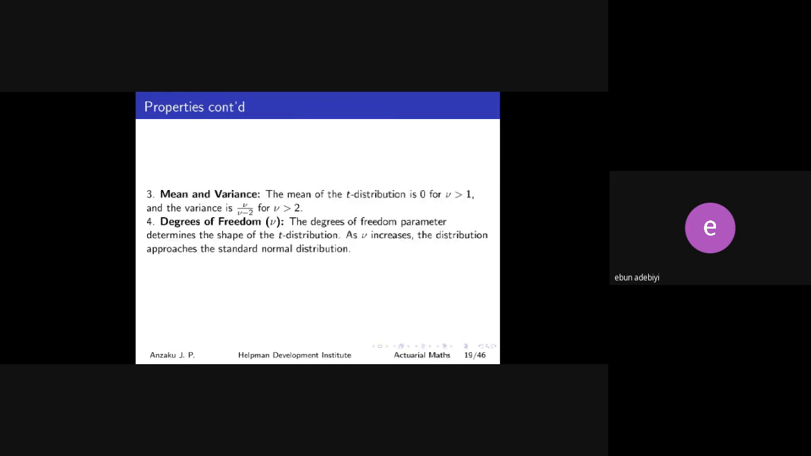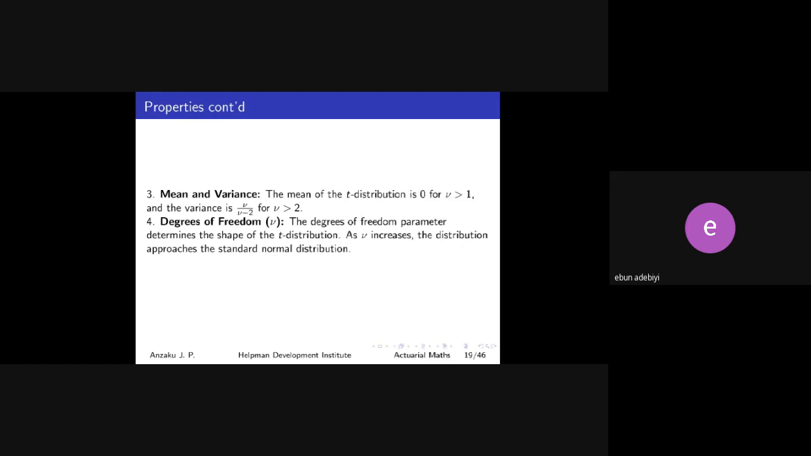Now, the properties of the student's T distribution continue. The mean and variance of the T distribution: the mean is 0 for V greater than 1, and the variance is V over V minus 2 for V greater than 2. We say V is degrees of freedom. So you can easily determine the mean and the variance if you know the degrees of freedom. And then the fourth property is that the degrees of freedom parameter determines the shape of the t distribution.